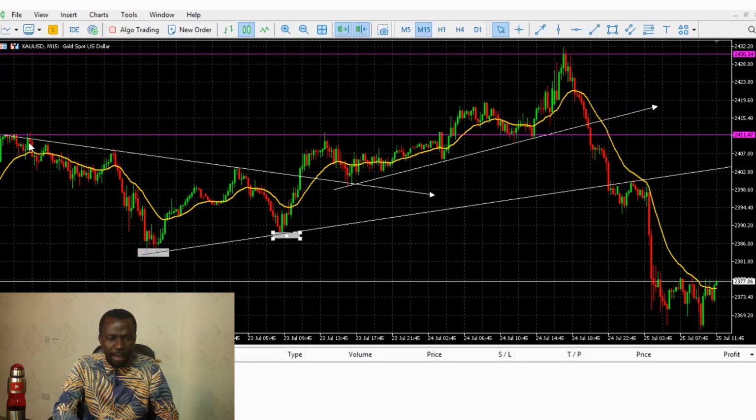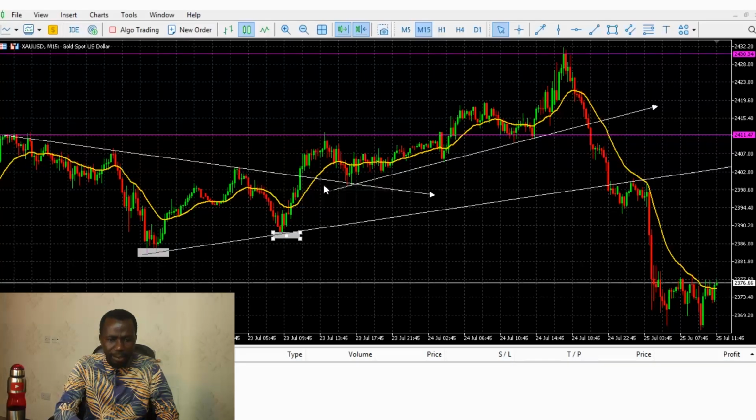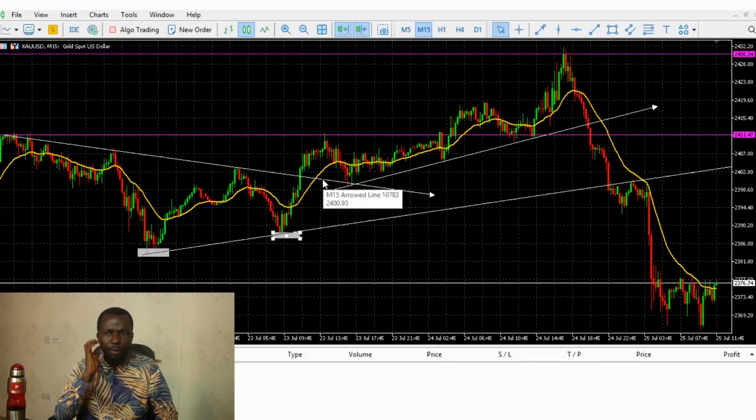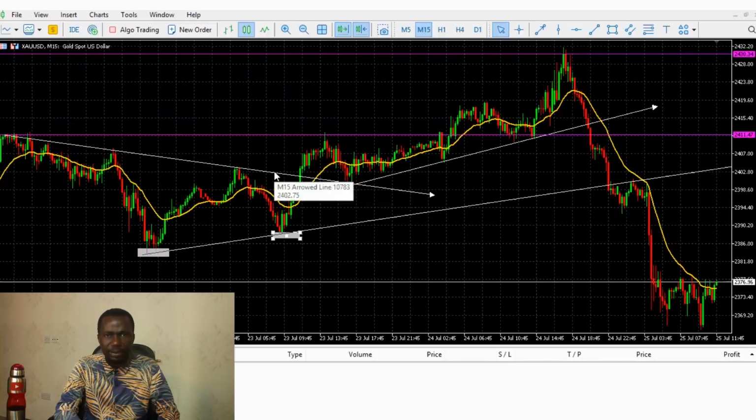So for the fact that I was selling from here, each time price comes to the trend line, I take a sell trade. What I'm waiting for is for this trend line to be broken. I'm waiting for the trend line to be broken before I can change. As long as price is respecting this trend line, I'm still taking a sell trade, right?